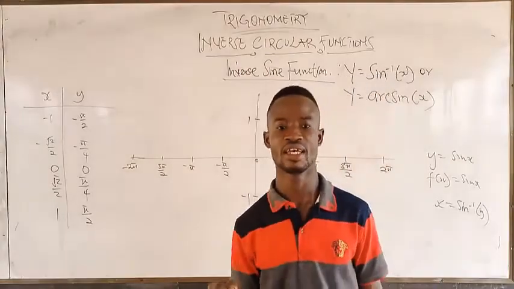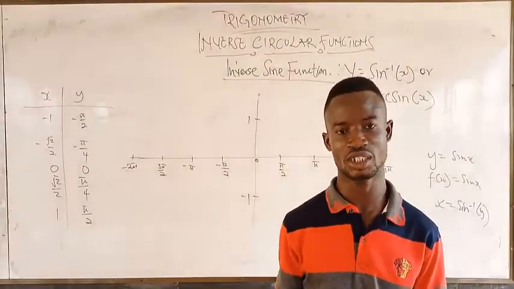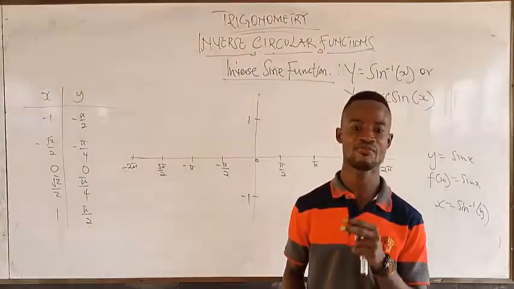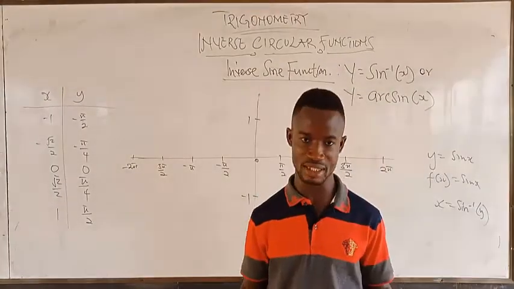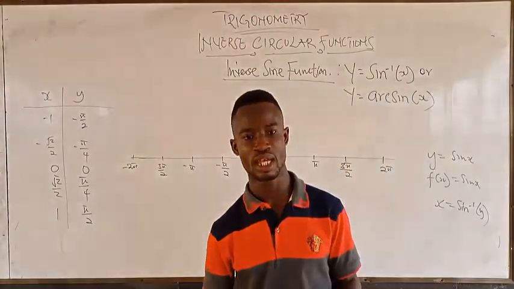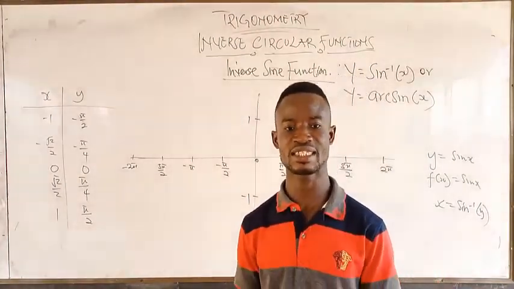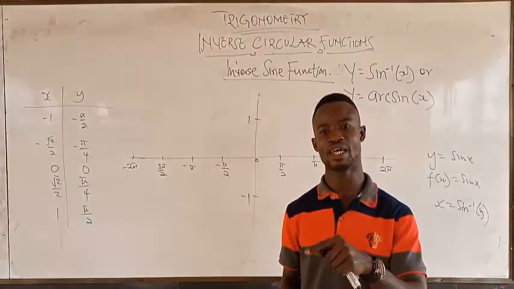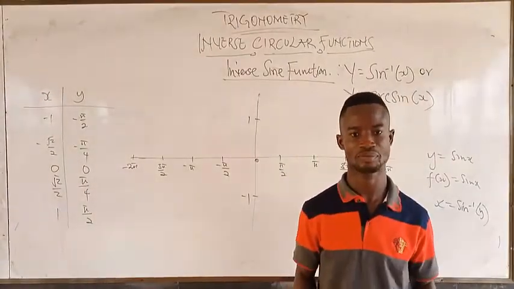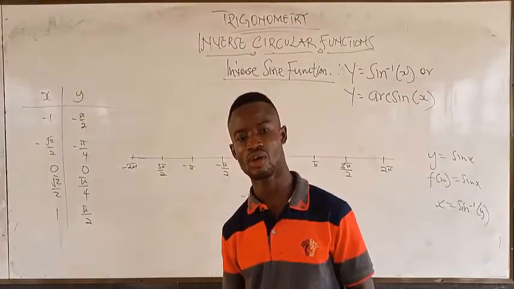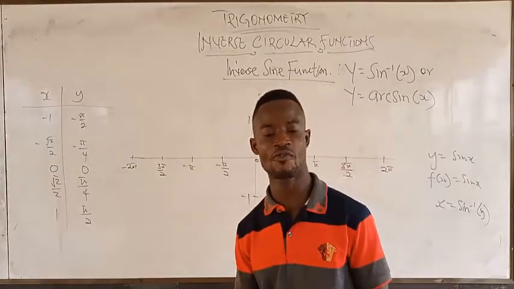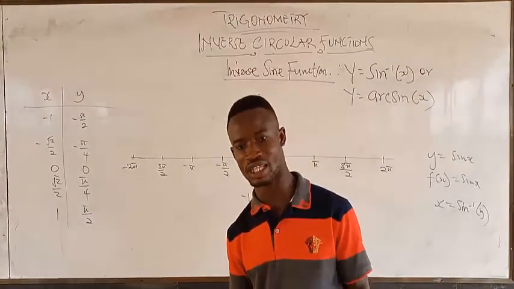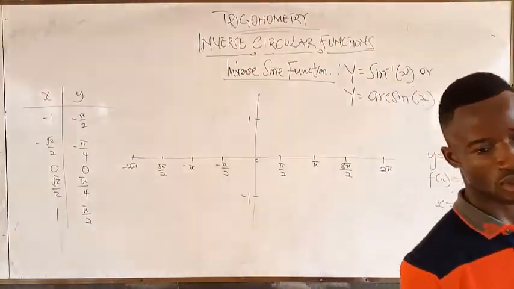Two, in a one-to-one function, each x value corresponds to one y value and vice versa. Very good. Three, the domain of f is the range of f inverse and vice versa. Four, the graphs of f and f inverse are reflections of each other about y is equal to x.